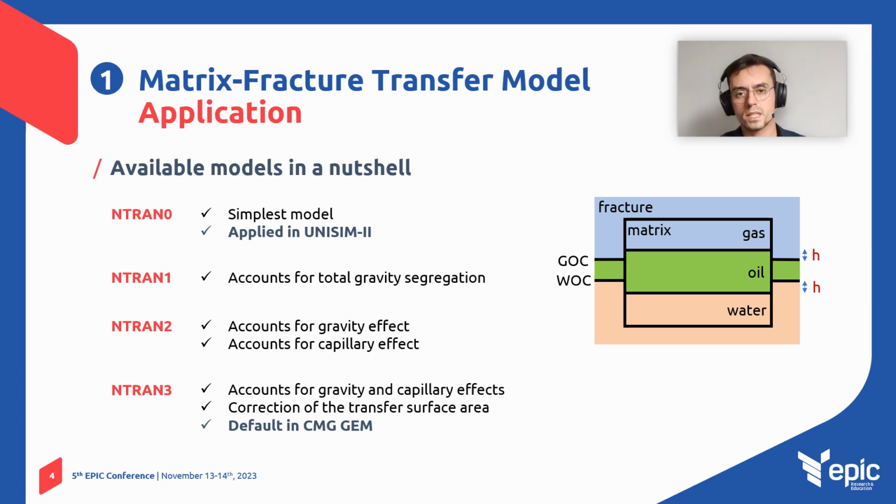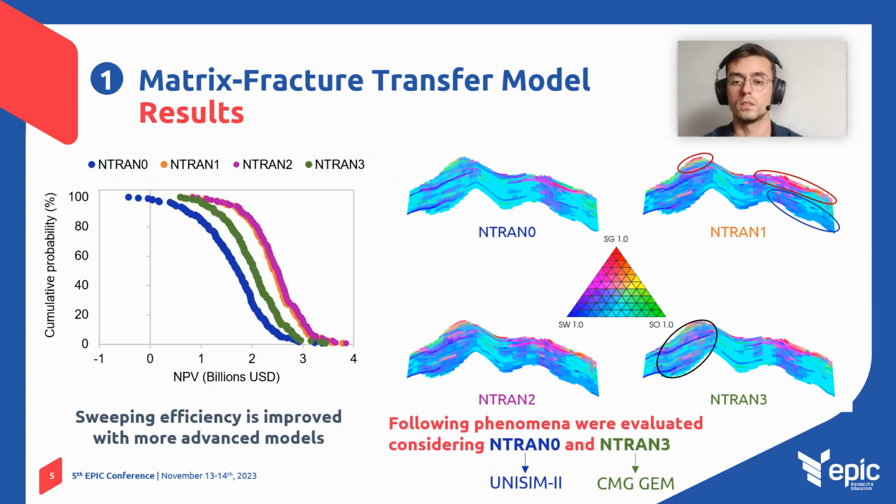I want to get your attention here because by now we have used Neutron 0, the simplest model, in Instinct 2, but the default in SMG is Neutron 3. So how impactful is the phenomenon? How impactful are these models? Here we have the results.